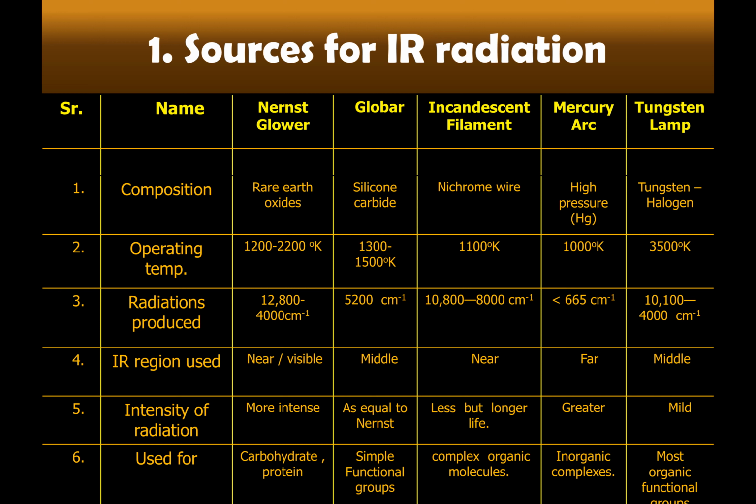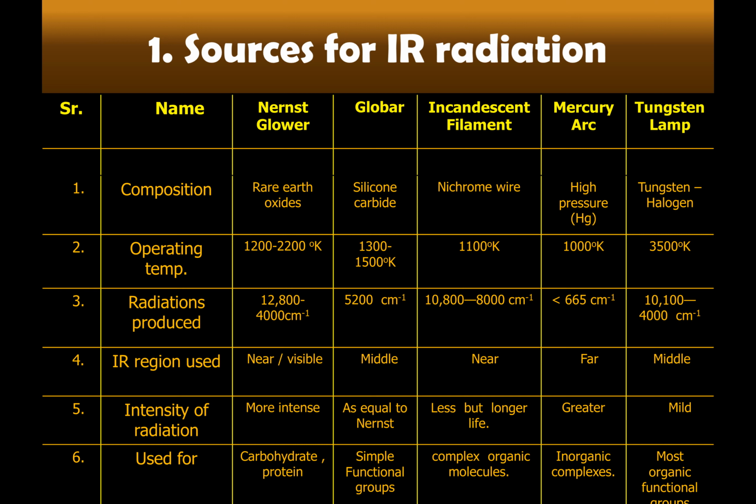And see, we are going from left to right in the electromagnetic spectrum, and so on the left hand side will be the higher centimeter inverse, that we call near. Above 4000 we call it near. Something between 400 to 4000 we call middle, and something lesser than that we call far. And tungsten filament is very well suited for 4000 centimeter inverse, so it is middle.